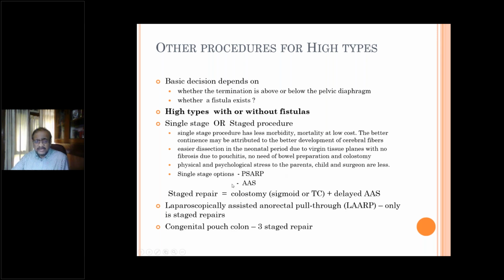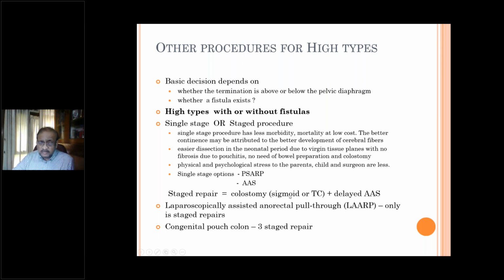And that is where the staged repair comes in, which has stood the test of time even now in a general surgical unit. You do a colostomy at the sigmoid or transverse colon. Scientifically, sigmoid is better, and physically, transverse is easier. Then, delayed, you do a second stage AAS, the abdominal anal sacral pull-through operation.